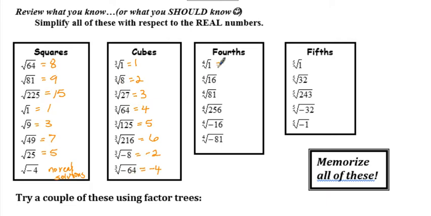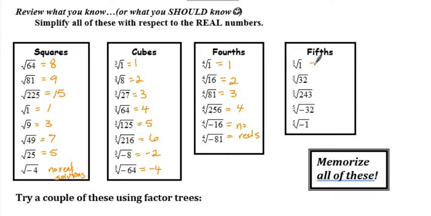Fourth roots, the fourth root of 1 is 1. The fourth root of 16 is 2. The fourth root of 81 is 3. The fourth root of 256 is 4. Fourth roots of negatives, not possible, no reals. Okay?